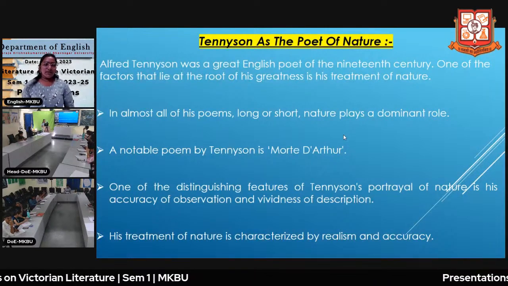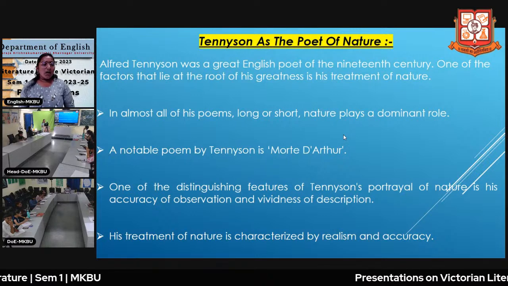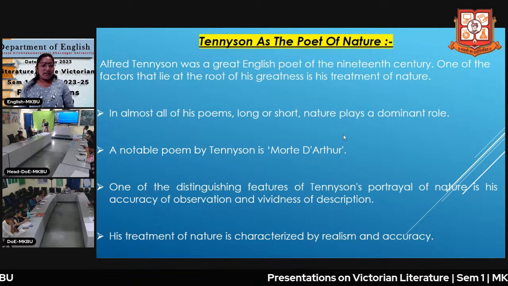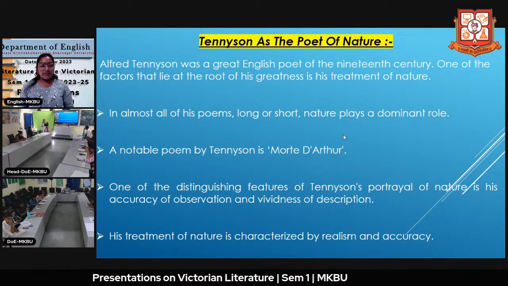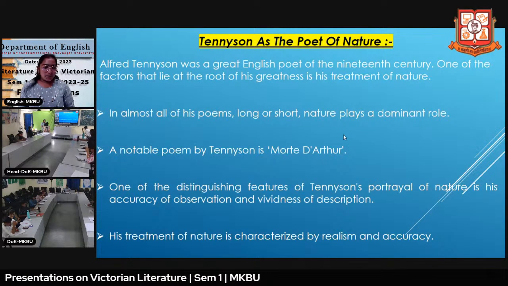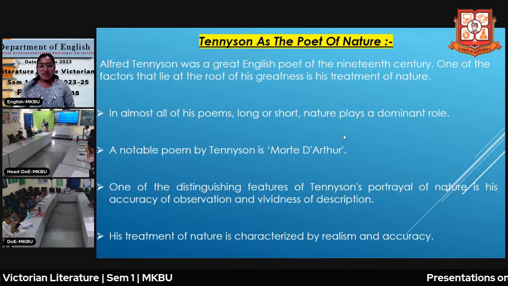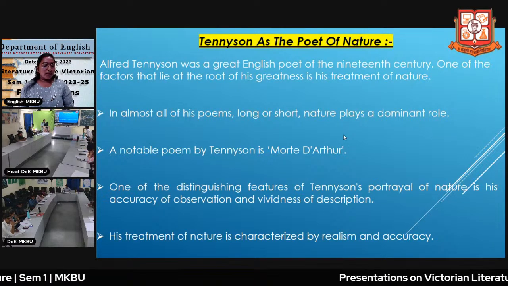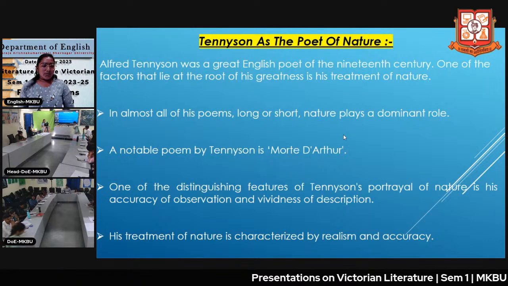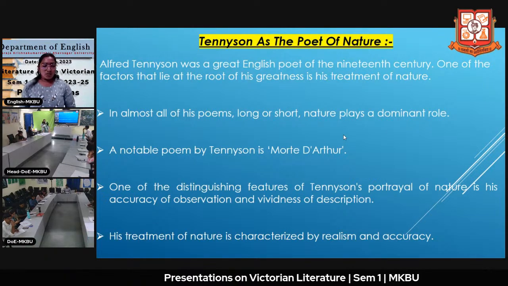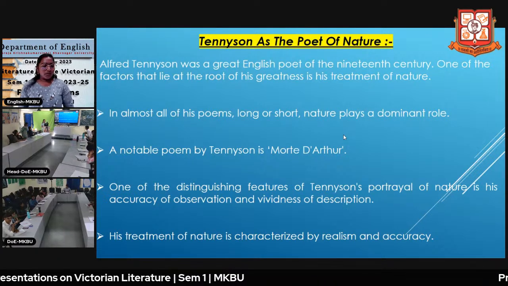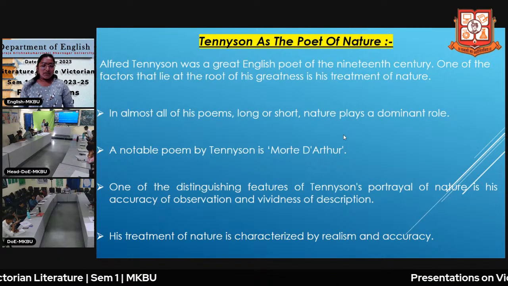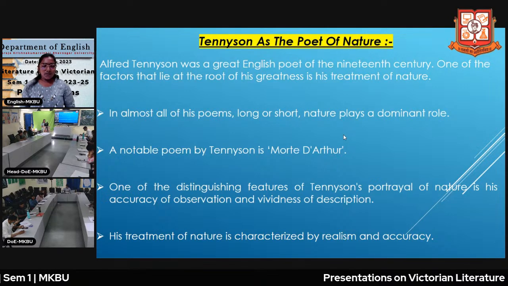Second point, Tennyson as the poet of nature. Tennyson was a great English poet of the 19th century. One of the factors that lie at the root of his greatness is his treatment of nature. In almost all of his poems, long or short, nature plays a dominant role. Notable poems by Tennyson include Morte d'Arthur.